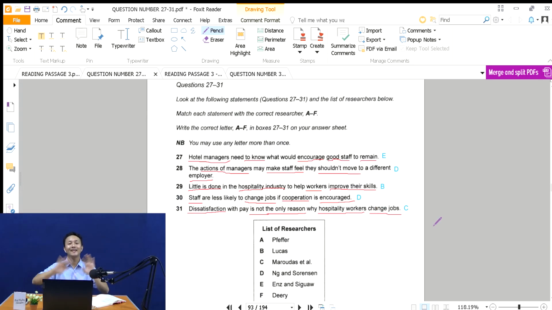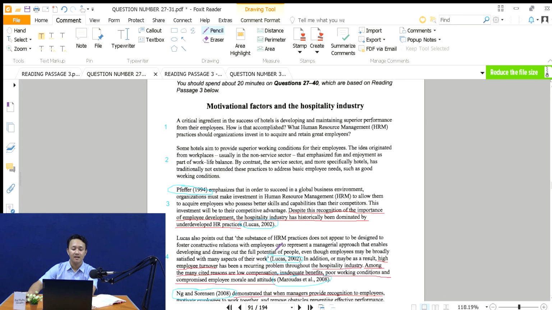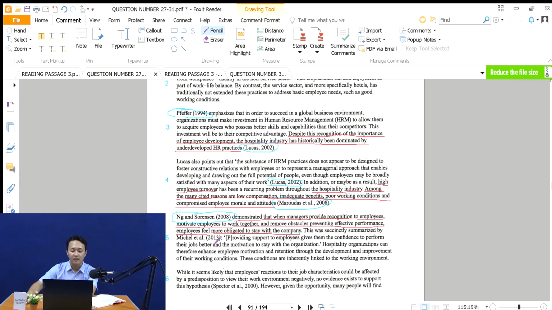Okay, now let's discuss the answers. Now we know that for number 27, the answer is E. It's a statement made by Ennis and Sequel in paragraph 8. Now we go to number 28. We have to find the action of managers that may make staff feel they shouldn't move to a different employer. Okay, and the answer is D. It's a statement made by Ng and Sorensen, and then you will find the answer in paragraph 5.